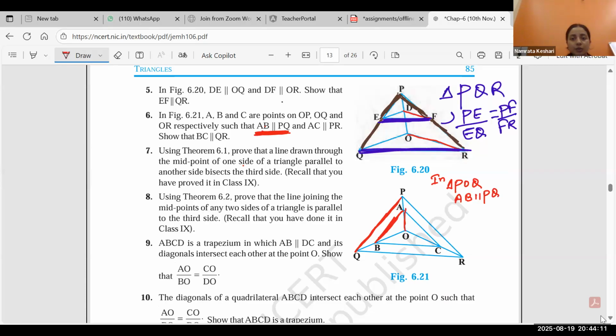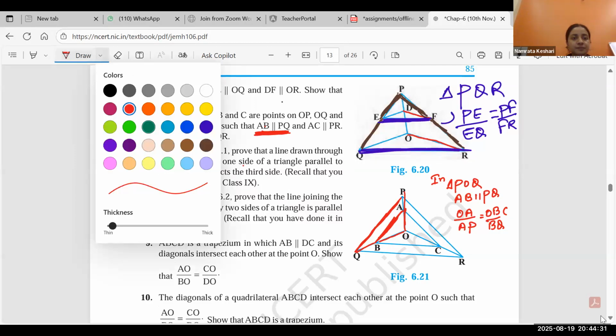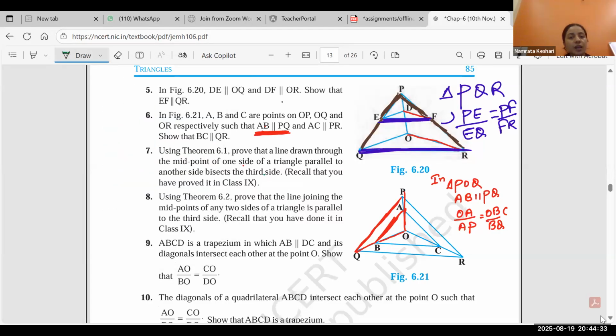We can say that OA by AP is equal to OB by BQ. In brackets we will write, by basic proportionality theorem. Any confusion so far? No, ma'am.